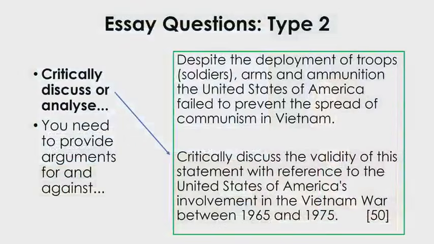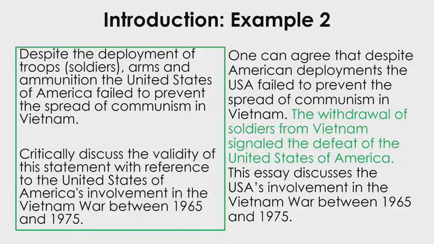An example of a question that deals with critically discussing or analyzing states that despite the deployment of troops or soldiers, arms and ammunition, the United States of America failed to prevent the spread of communism in Vietnam. It goes on. It says, critically discuss the validity of the statement with reference to the United States of America's involvement in the Vietnam War between 1965 and 1975. Also worth 50 marks. Here again, we've given you an introduction. Question on the left to remind you, and on the right, we've applied this information in our introduction.